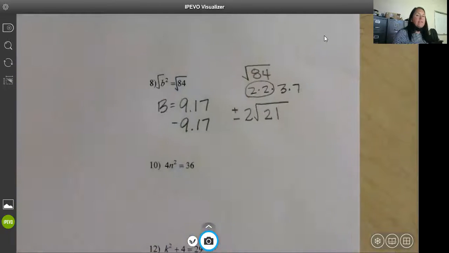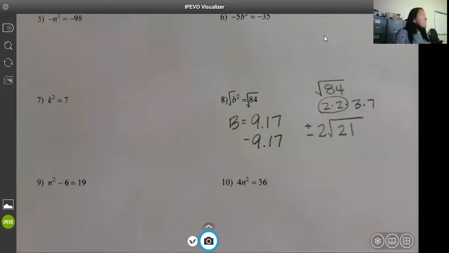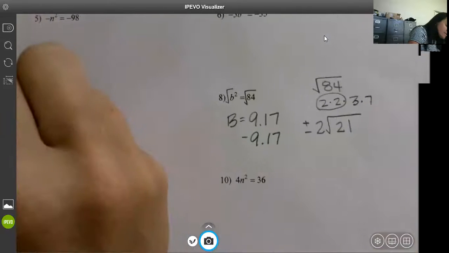All right, look at number 7. Trying to get all the ones that we don't have to do any work on. We take the square root.